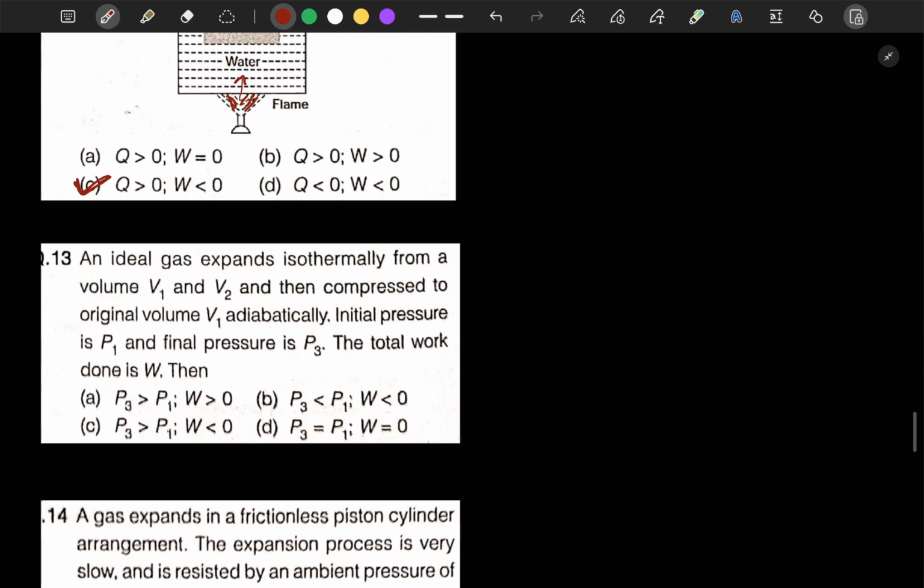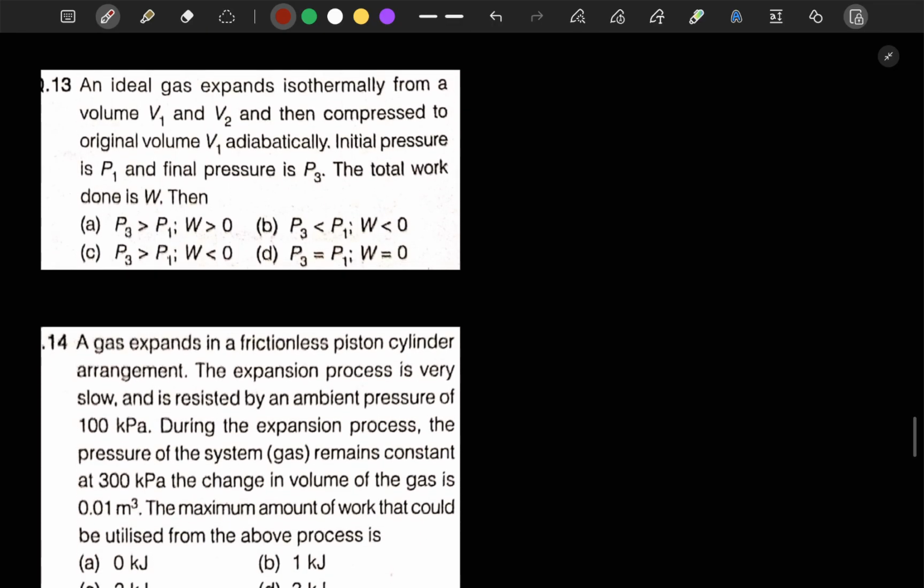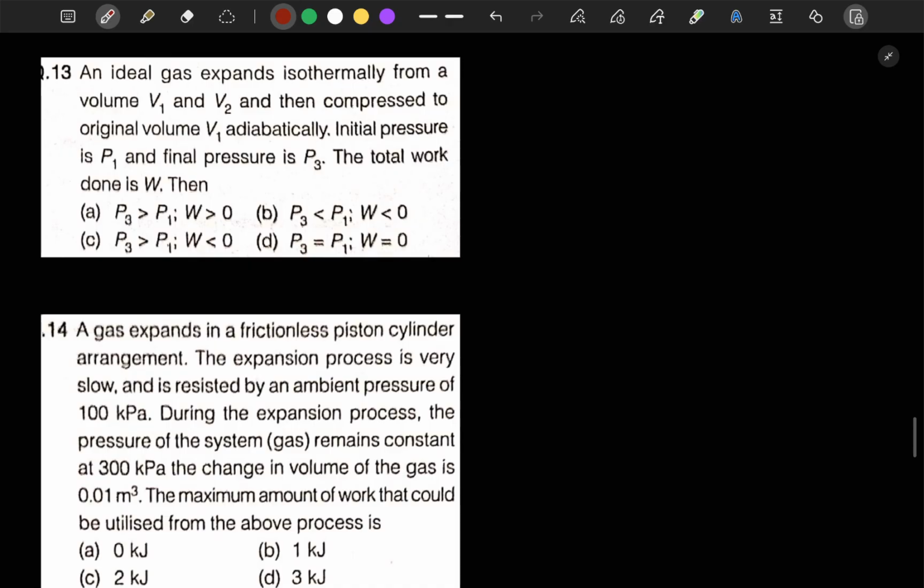Okay, next we will move to question number 13. Question number 13, an ideal gas expands isothermally. So it's given expands isothermally, so work done will definitely be positive. From a volume V1 to volume V2, then it is compressed to original volume V1 adiabatically.